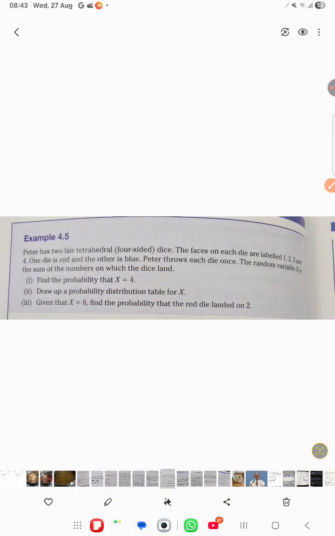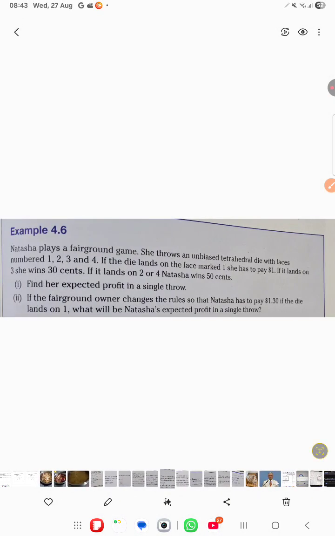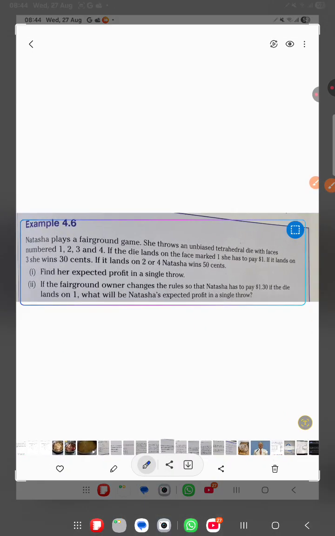Almost at the end. Right, next one. Natasha plays a fairground game. She throws an unbiased tetrahedral die with faces 1, 2, 3, and 4. If the die lands on the face marked 1, she pays $1. If it lands on 3, she wins 30 cents. And if it lands on 2 or 4, Natasha wins 50 cents.